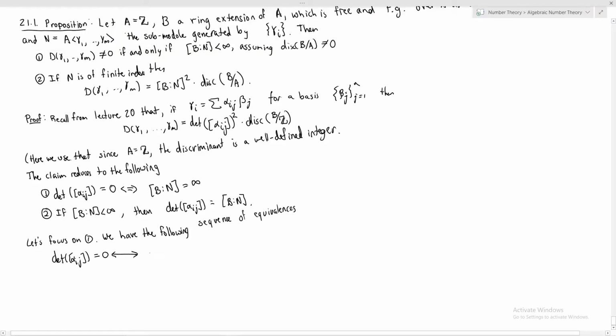Okay. If and only if the columns are linearly dependent, and here we can assume that this linear dependence happens over Z. I guess normally it would happen over Q, but if you clear denominators, you'll get one that happens over Z. So clear denominators.